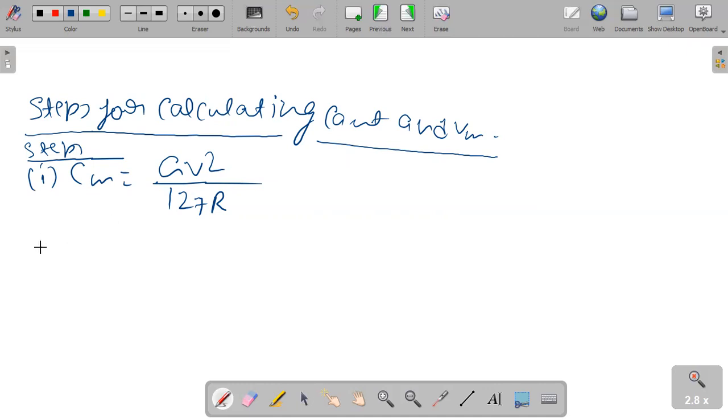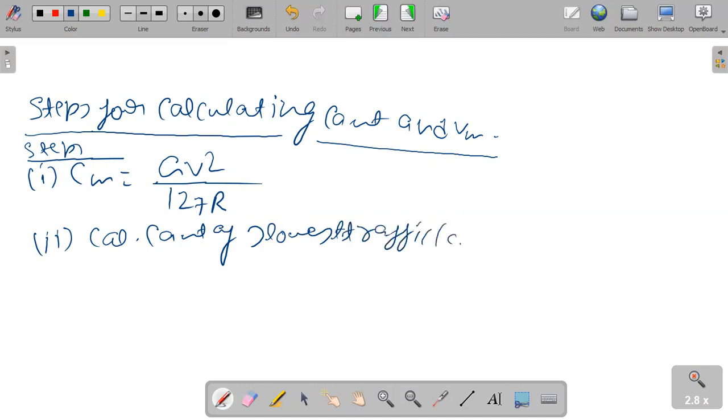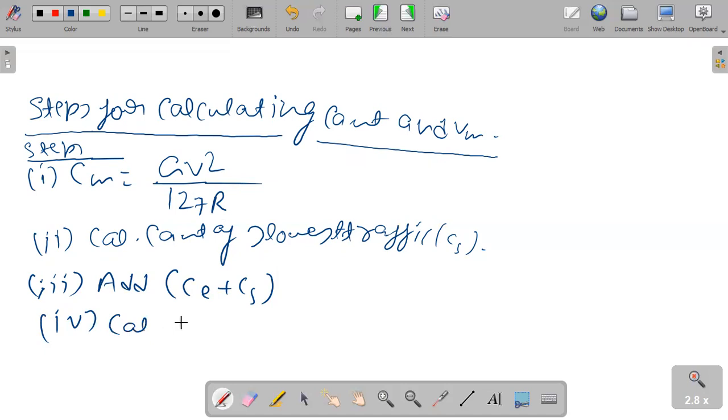Then step second: calculate Cant of slowest traffic and denote it as Cs. In step third, add Ce plus Cs. And step fourth, calculate Cant for equilibrium speed.